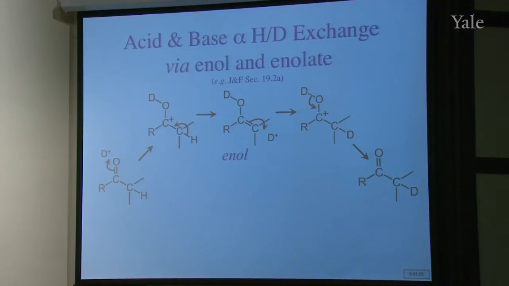You can also do it with base catalysis. You can have base come in and take the proton, generating an enolate anion, which of course has this resonance structure. And now we have this, as we had here, a nucleophilic carbon. We also have a nucleophilic carbon here. So in the enolate, we can bring in deuterated water and do this. So either acid or base allows you to exchange those protons. And if there's more than one proton in that alpha position, you can exchange the others as well.